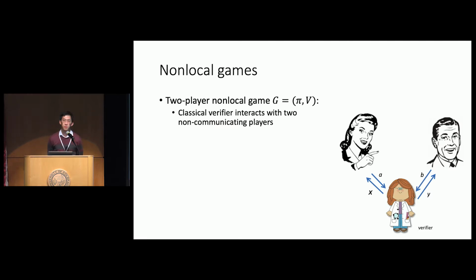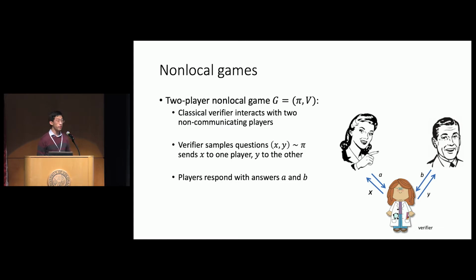In a non-local game, you have two players that can't communicate. We usually call them Alice and Bob. And a non-local game is parameterized by two objects: one is a joint probability distribution, pi, and the other is a verification predicate, v. To play this game, these two players will interact with the referee, or a verifier.